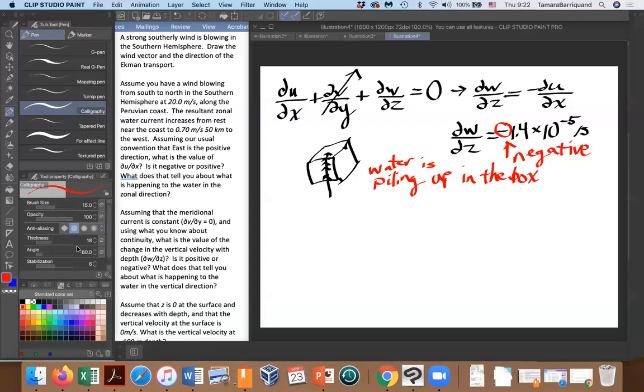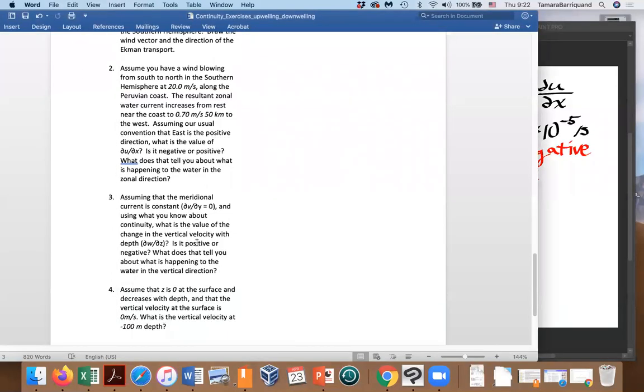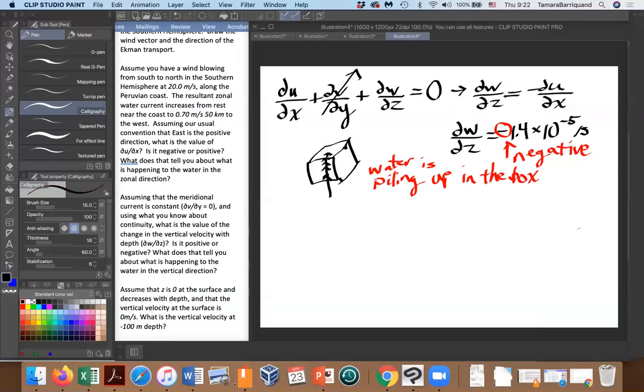All right, so now we've answered those questions. Let's go down to the very last question here. Assume that z is 0 at the surface. So we're going to define our z as 0 at the surface, as we typically do, and it's decreasing with depth. And that the vertical velocity at the surface is 0 meters per second, a boundary condition that we would assume.